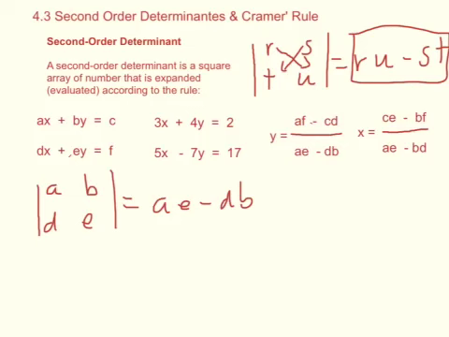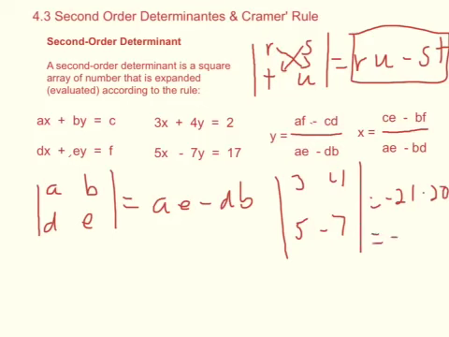So let's populate this array. A, B, 3, 4, D, E, 5, negative 7. So now we do the second order determinant. 3 times negative 7, negative 21, minus 5 times 4, 20. So the denominator equals negative 41. Should seem familiar. We've gotten this before.